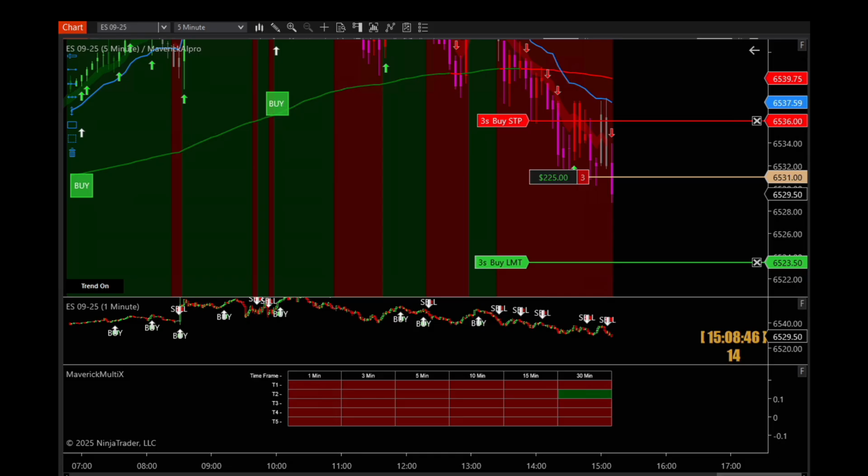So first thing you're going to see on this trade is that we have a red background with the Maverick AI Pro. Red background. It is telling us the trend. We don't have to sort through a bunch of indicators. We know what's going on from the background. Immediately, we're bearish.